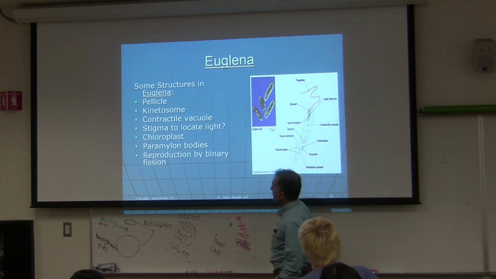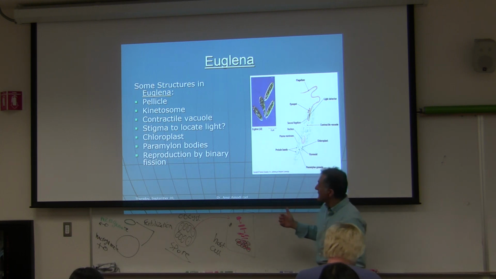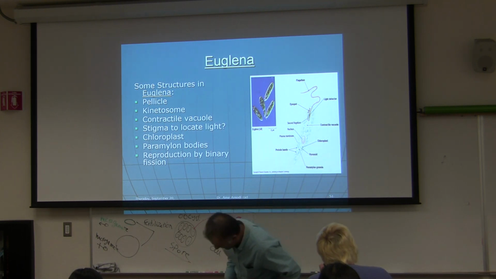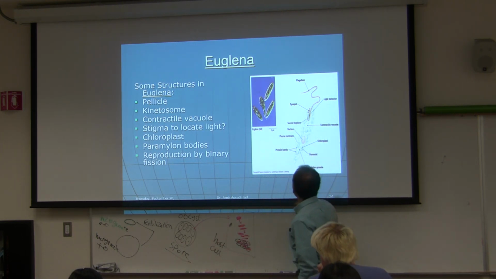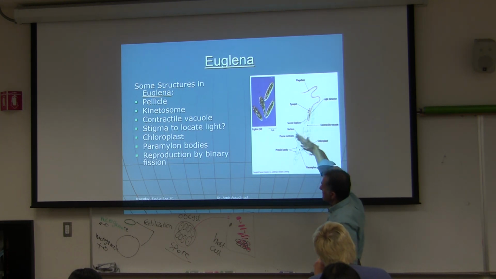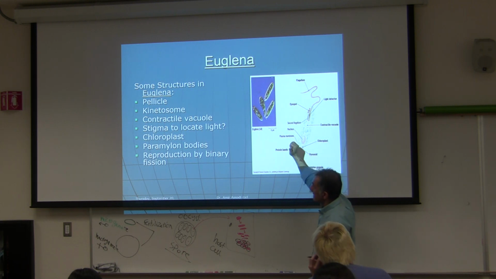Some structures in Euglena: pellicle. Pellicle is the very outer membrane. It doesn't have a cell membrane. The very outer membrane of Euglena is made up of protein and other structures. It's a little different than a cell membrane. That's what they call it, pellicle.